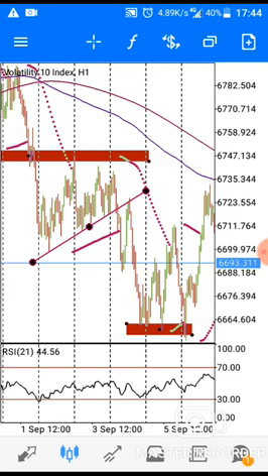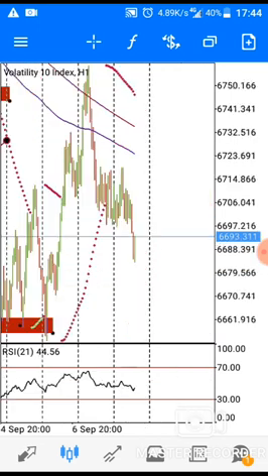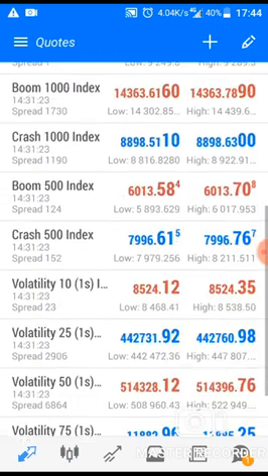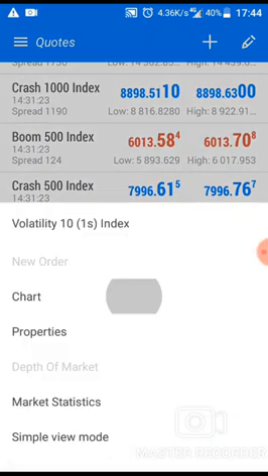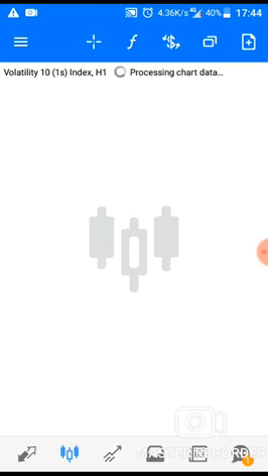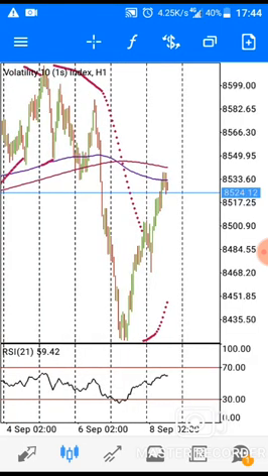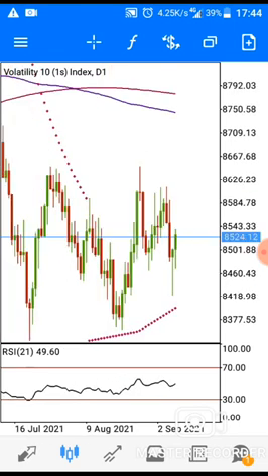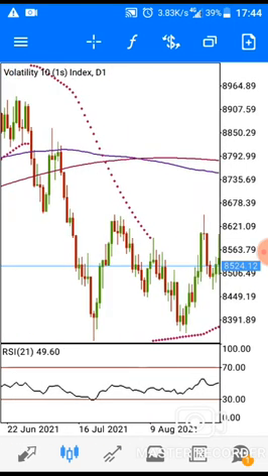And another thing, the candlestick pattern, let me show you on volatility 10 seconds. Just a minute. Yeah, if I go on daily, you can see on daily this pin bar here.